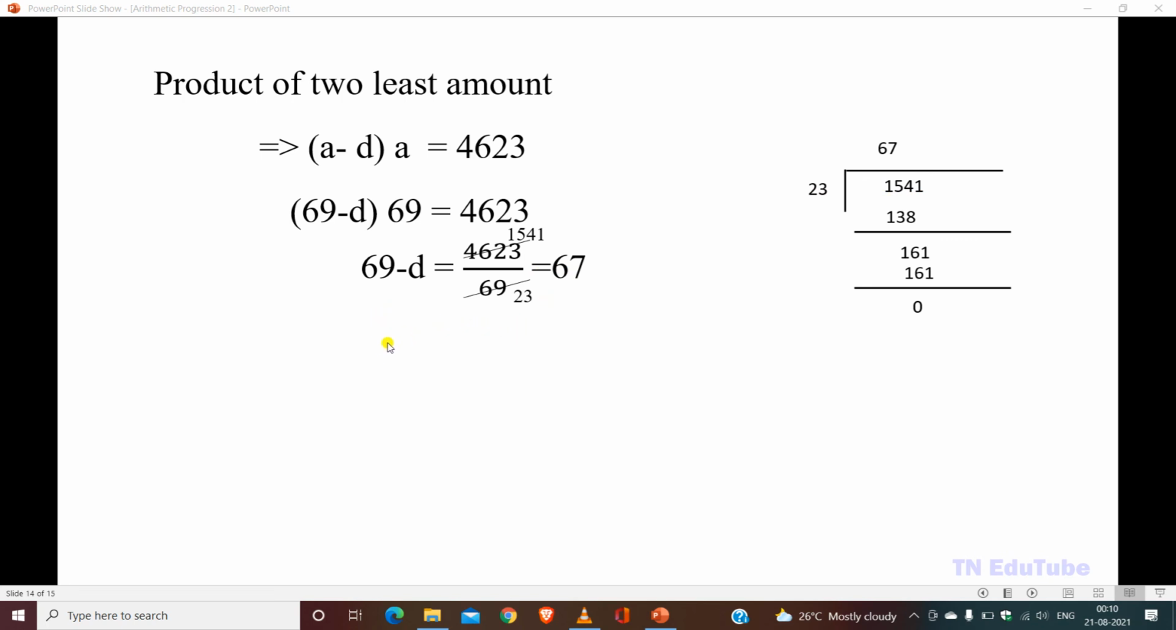So 69 minus d is equal to 67. So what is the value of d? You take 67 to the left hand side and d to the right hand side. So 69 minus 67 is 2. So the value of d is 2.